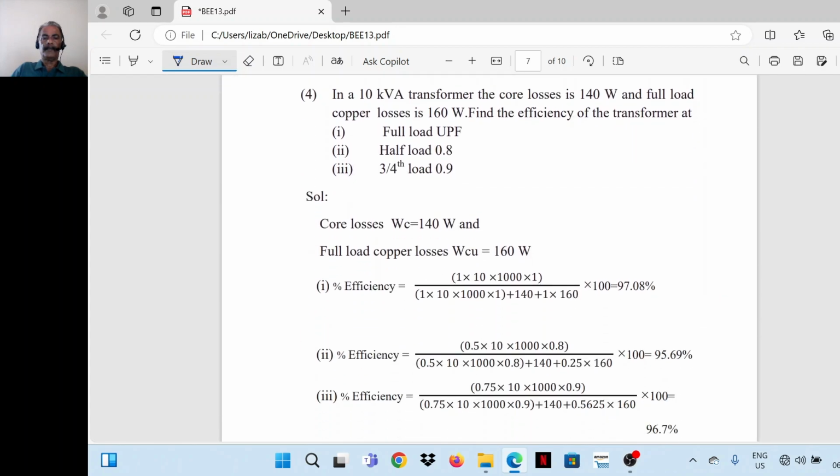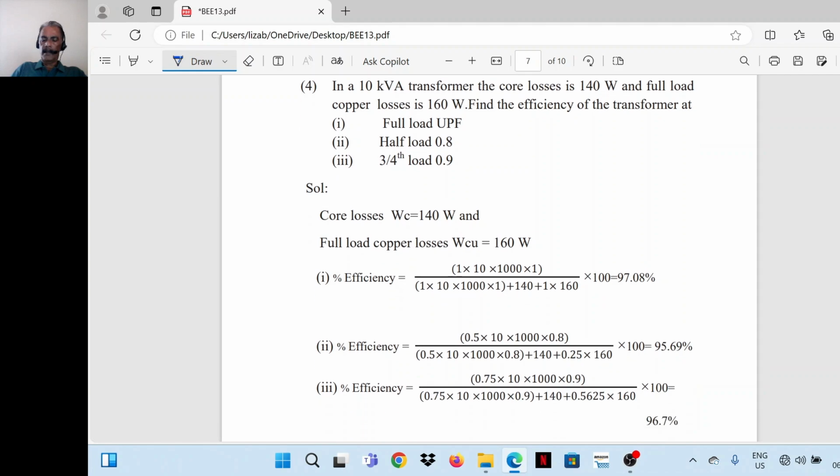Next. In a 10 kVA transformer, the core loss is 140 watts. WC is equal to 140 watts. Full load copper loss, that is WCU, is equal to 160 watts. Find the efficiency of the transformer in these three cases. First one is full load UPF, half load 0.8 power factor, 3/4 load 0.9 power factor.